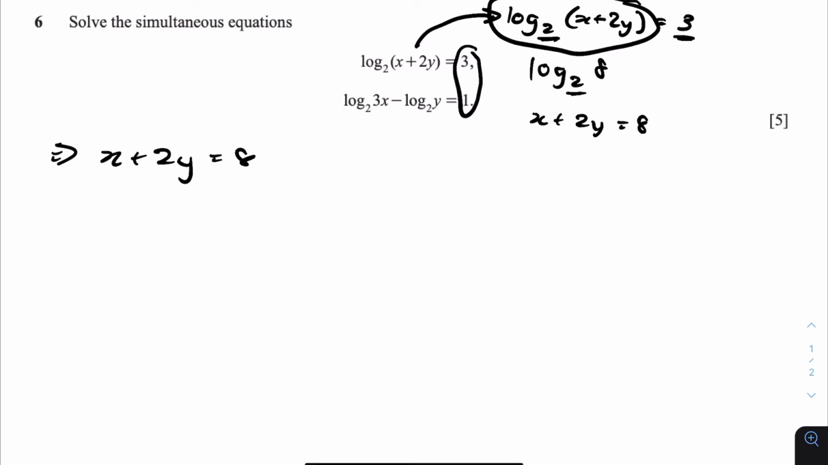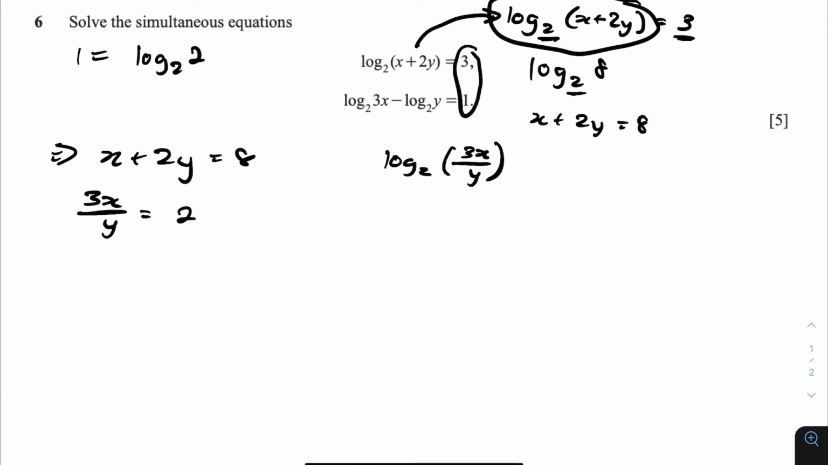Now we can do the same thing with the second equation. So 1 is equal to log 2, 2. Now, with the law of logarithms, log 2 3x minus log 2 y would give log 2 3x over y. So in this case, 3x over y is equal to 2, because we do the same thing as we did in the first equation, which means that 3x equals 2y.